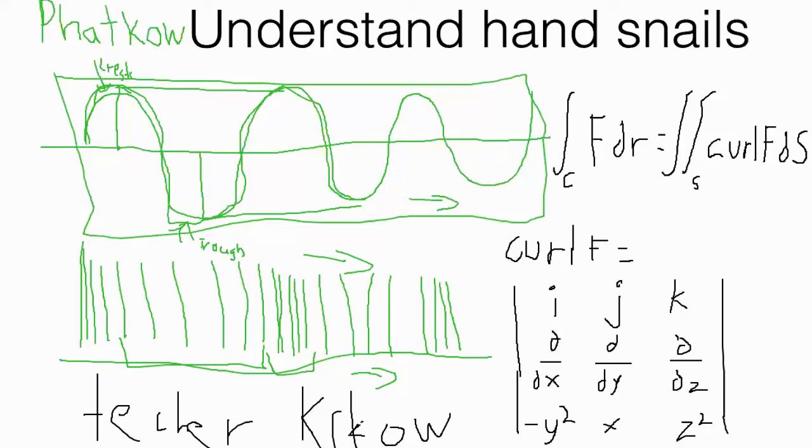So remember mechanical waves, right? Mechanical waves can have both transverse motion and longitudinal motion, but an electromagnetic wave can only travel transversely, so it can only travel like this.